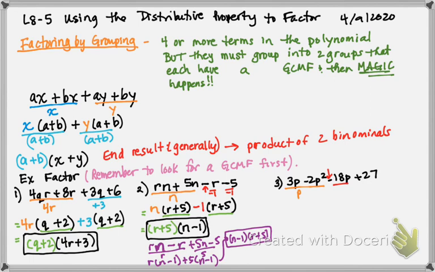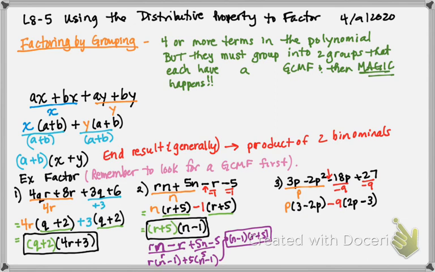It's going to be 9. So I'm going to pull out a negative 9 from each of them. That gives me p times the quantity 3 minus 2p, and then minus 9 times the quantity, let's see, positive 2p minus 3. Now, did we get the magic? We're so close. The terms are the same, but their signs are opposites.